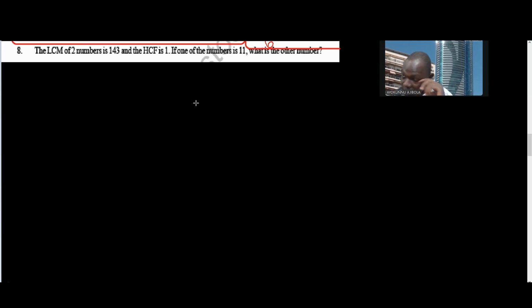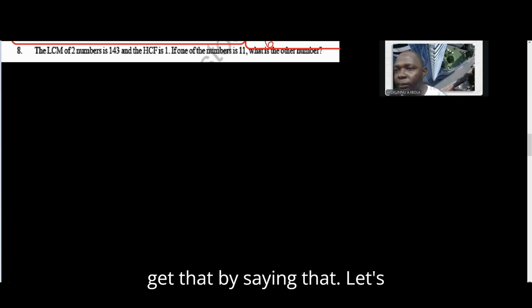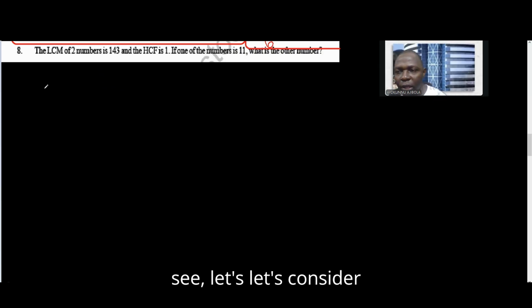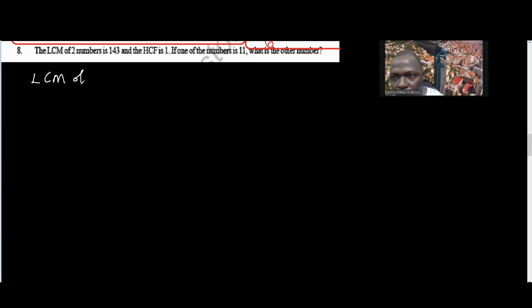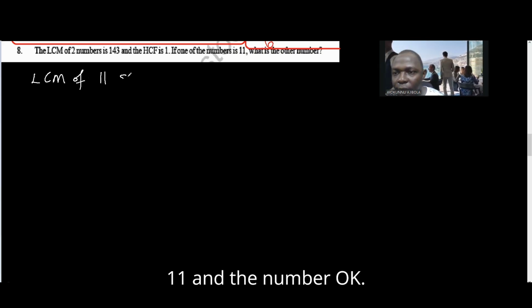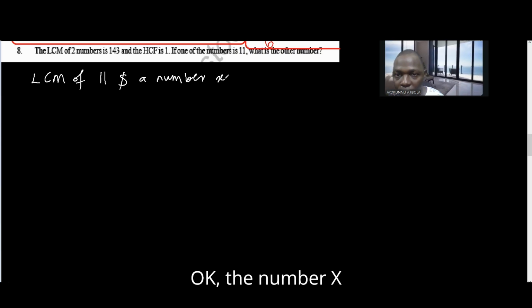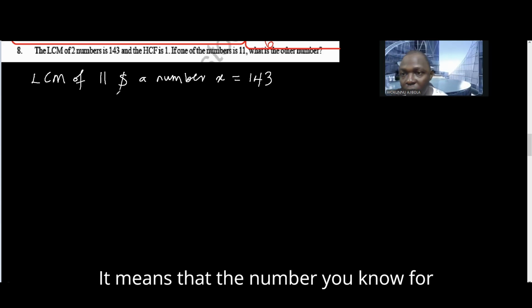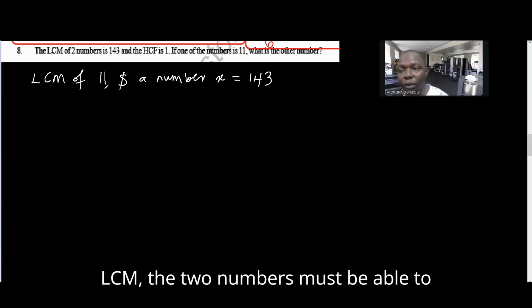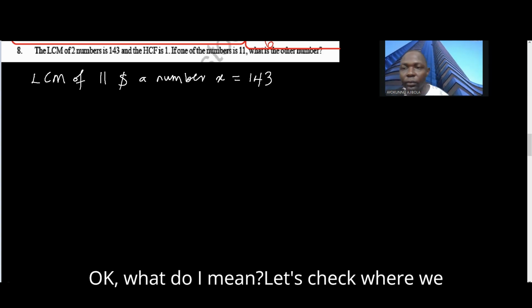Hmm, that's a tricky one. We can get that by saying, let's consider the LCM of 11 and a number x equal to 143. It means that for the LCM, the two numbers must be able to divide the LCM evenly, okay? What do I mean?